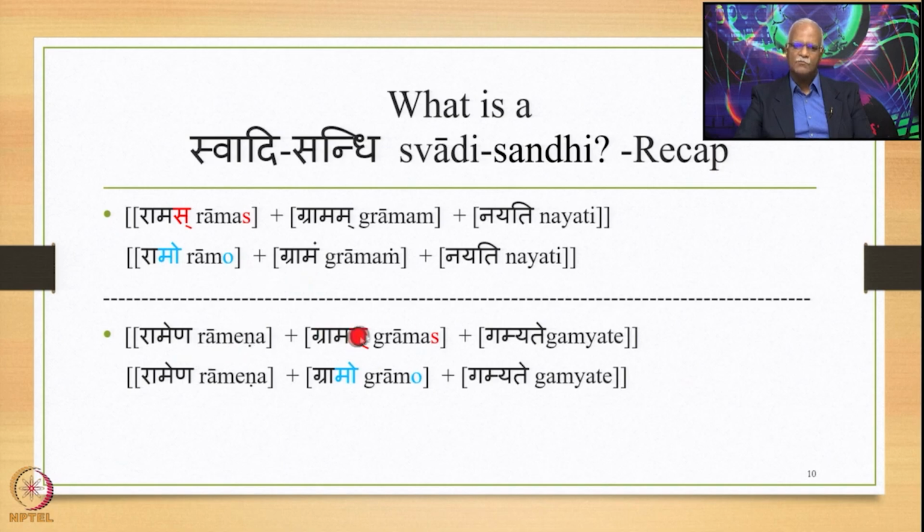Similarly, if you have Ramena Gramas Gamyate, the passive voice, then the output is Ramena Gramo Gamyate. Once again the similar rule plays, and this s is substituted by ru, which in its turn is substituted by u, and then a plus u becomes o, and finally you have Ramena Gramo Gamyate. This is the finally derived sentence. So, these are the concrete specific examples of swadi sandhi.